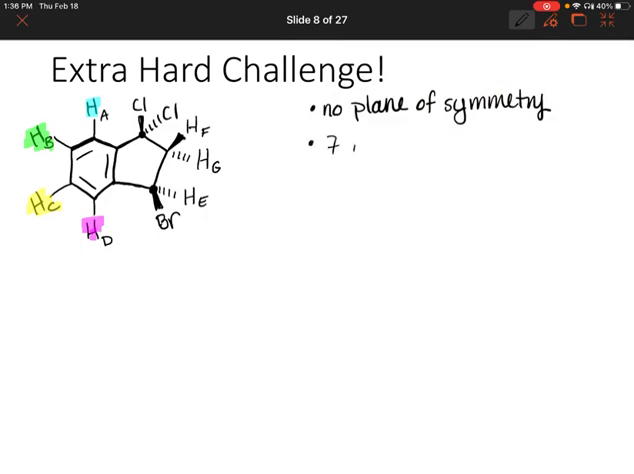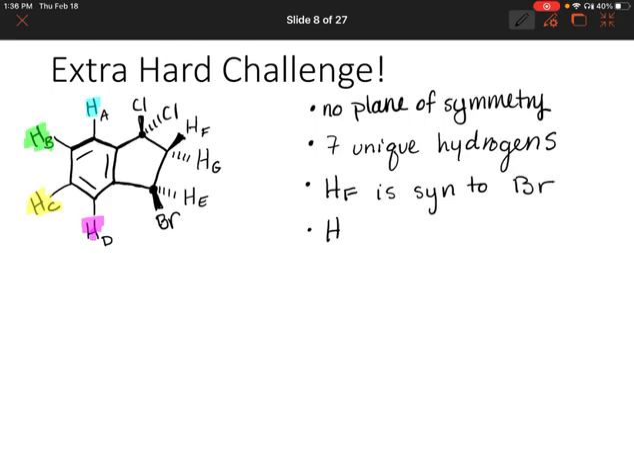Okay, so let's write down what we've learned so far. On this molecule we have 7 unique hydrogens. HF is unique because it is syn to bromine. HG is unique because it is anti to bromine. So these are all things we have to take into account when we're trying to predict how many signals we're going to expect. But the opposite is true as well. We're going to end up with 7 unique signals on our NMR spectrum. So maybe one signal is due to the hydrogen that's syn to bromine and the other is anti to bromine. So things to just keep in mind.